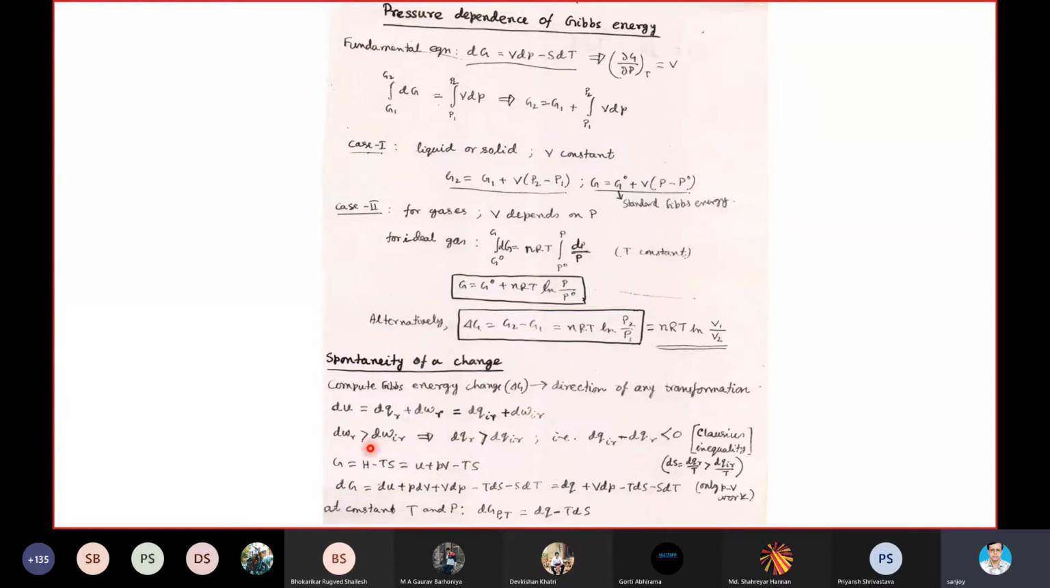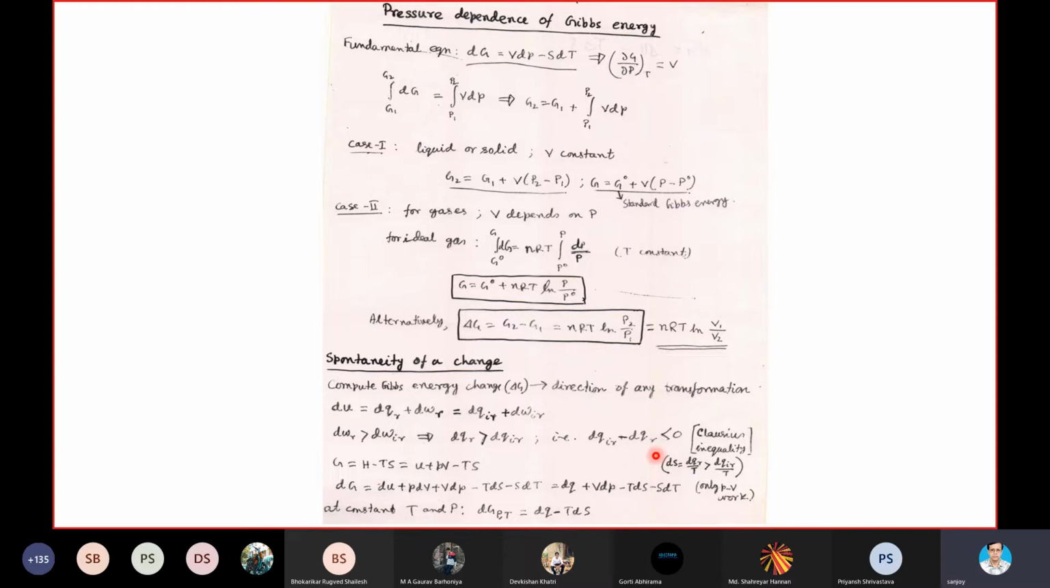Now we already know for maximum work you need to carry out a process in a reversible manner. So dw, the work involved for a reversible process, is greater than for an irreversible process. Now to maintain the equality, dq reversible, the heat exchange for the reversible process, must be greater than the irreversible process heat exchange, which gives you this expression: dq irreversible minus dq reversible is less than 0. Okay, which actually comes from the Clausius inequality.